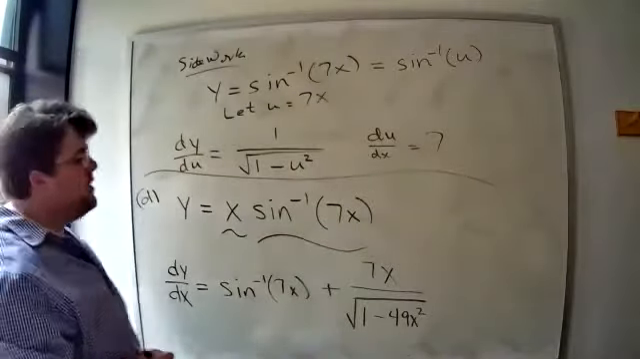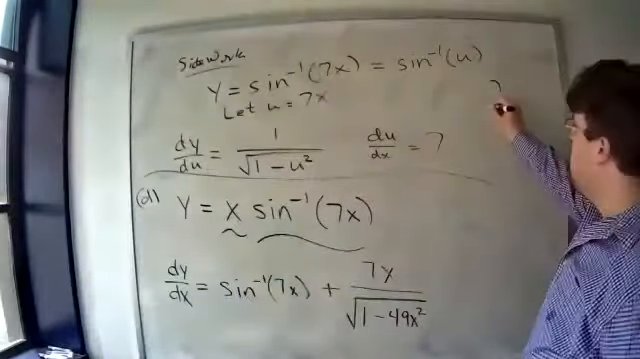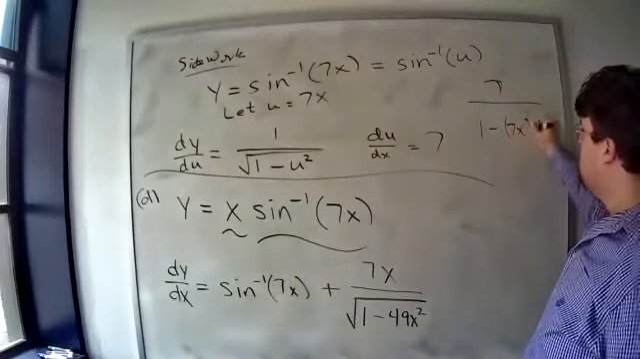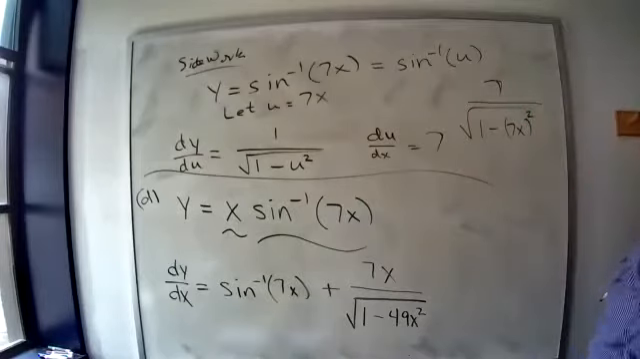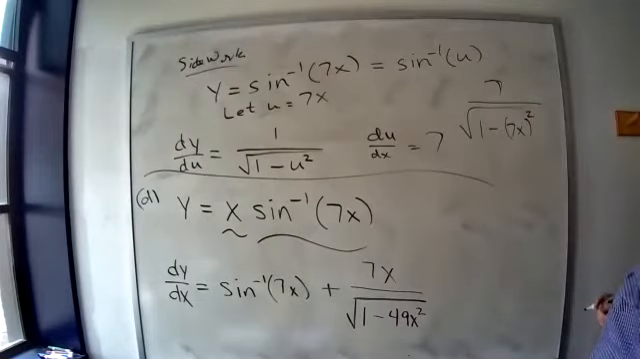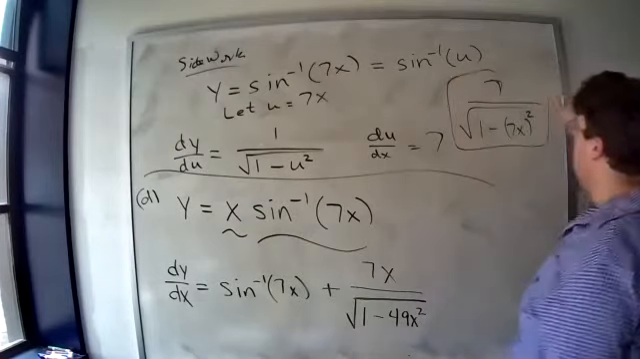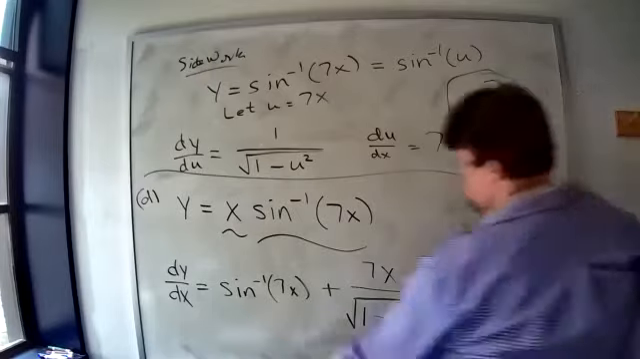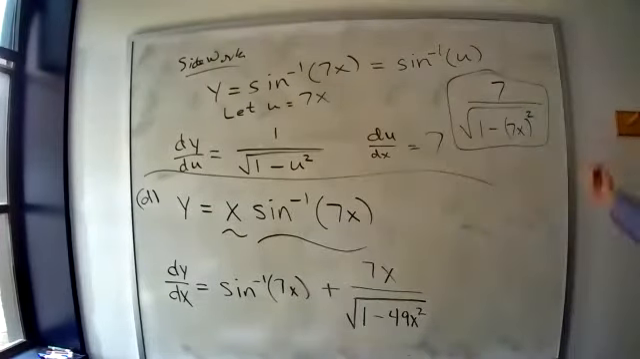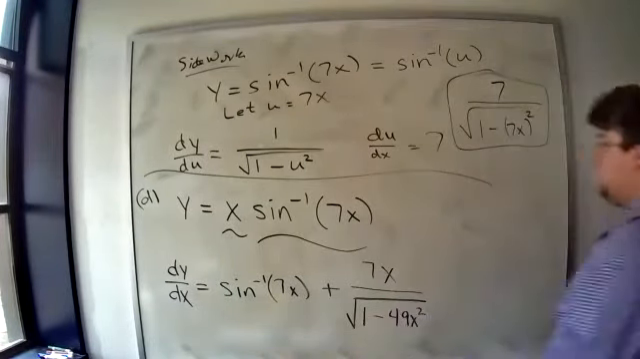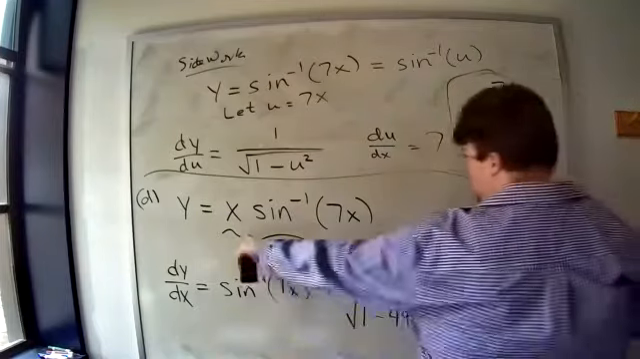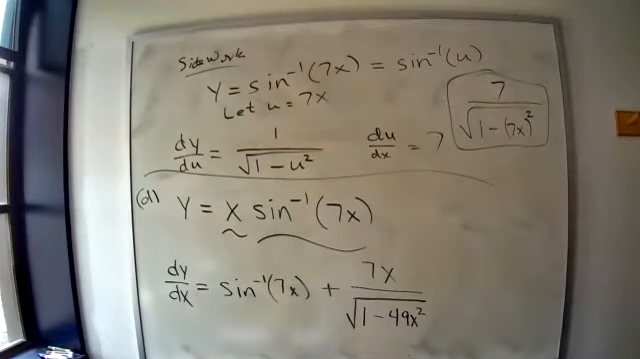So you multiply these, what do you get? I guess I will write it up here. You get 7 over the square root of 1 minus u squared, so 7x all squared under a square root. And I just simplified 7x all squared to 49x squared. But the derivative of inverse sine of 7x is given by that. So we need to throw that down here in our product rule, and then that x is also there from our product rule.